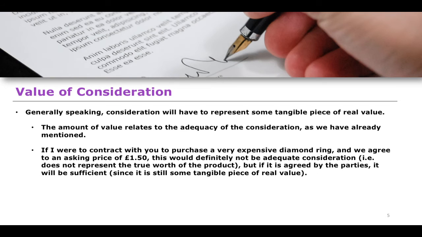establishing a consideration. If I were to contract with you to purchase a very expensive diamond ring, and we were to agree to an asking price of £1.50, this would definitely not be adequate consideration. It would not represent the true worth of the product. It could be thousands in reality. But if it was agreed by the parties, it will be sufficient. And given the fact that £1.50, despite not being very much value, is still a tangible piece of value, it would suggest that therefore it was enough for sufficient consideration.